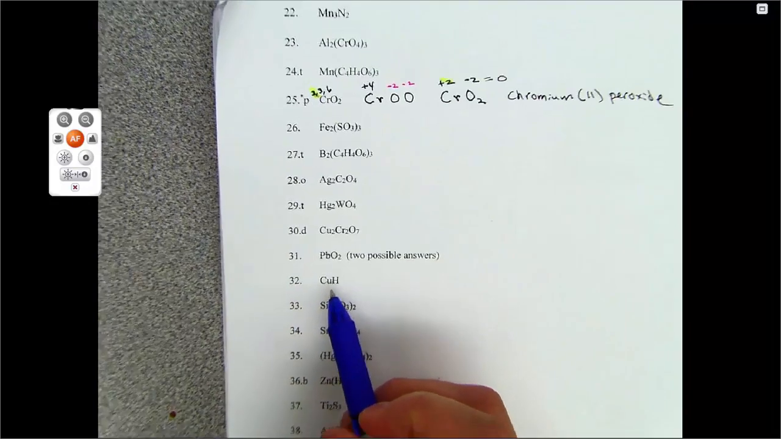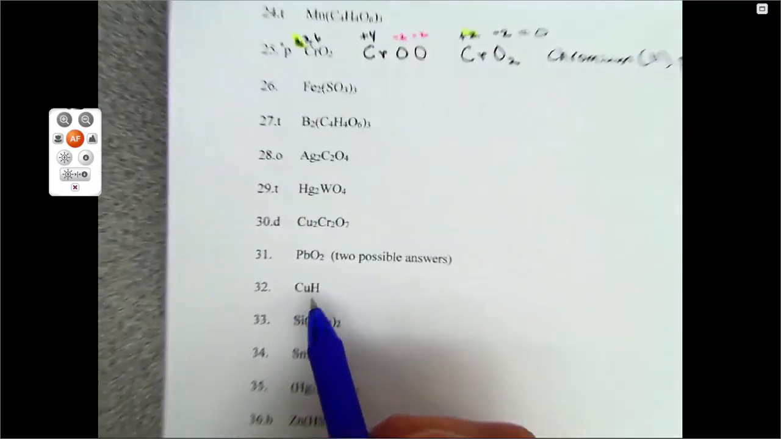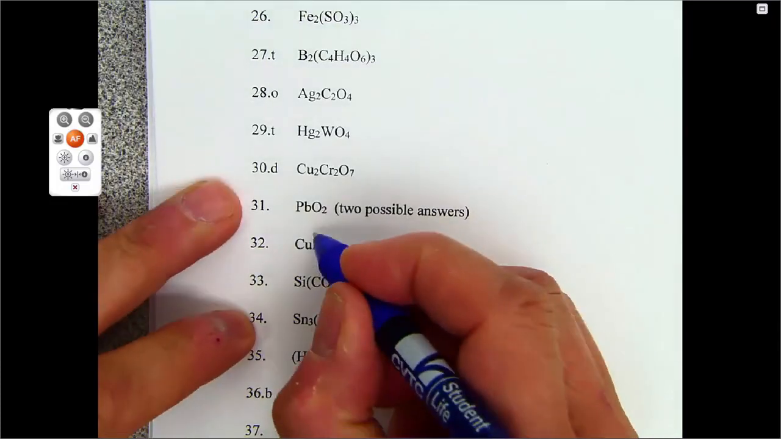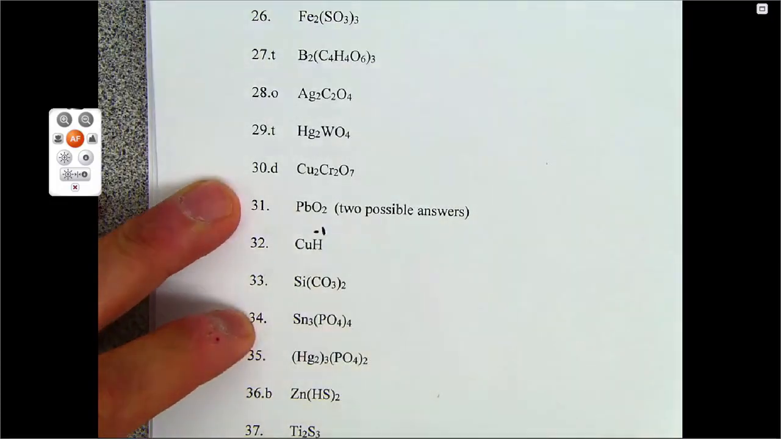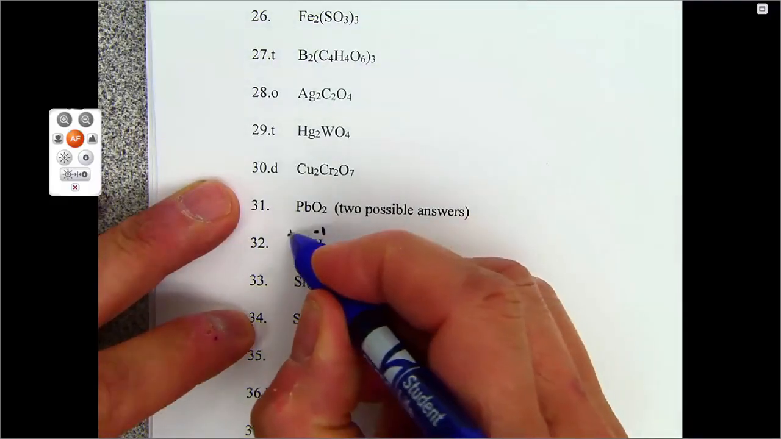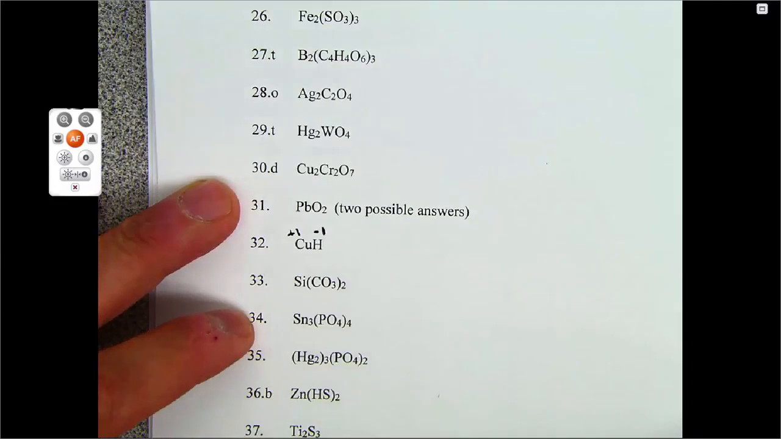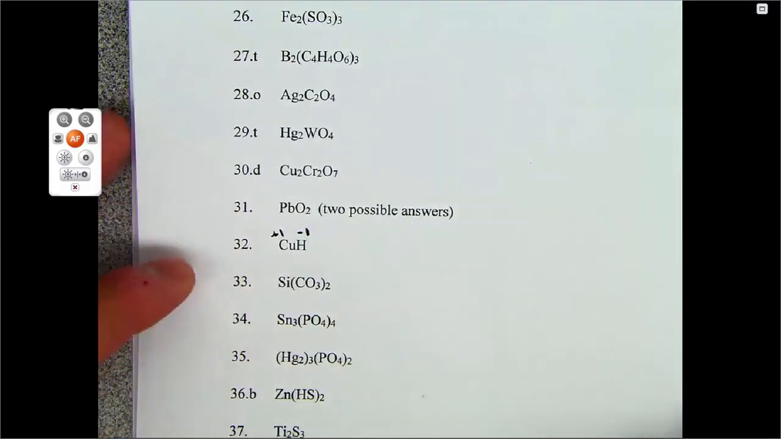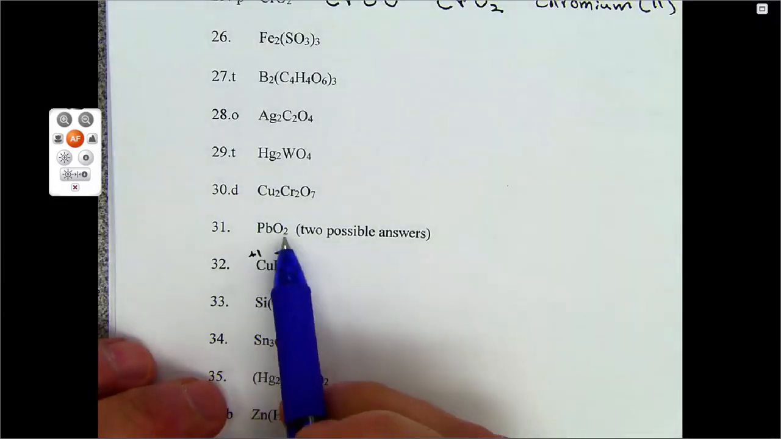32 is kind of a freakish one too. We know that hydrogen is typically positive 1, and you're going to see that in this recording. This is copper(I) hydride. Okay, two possible answers here, one with the oxide, one with peroxide.